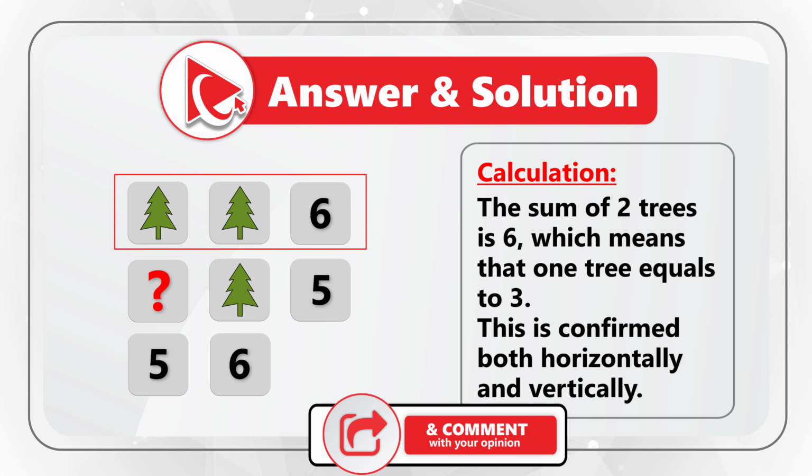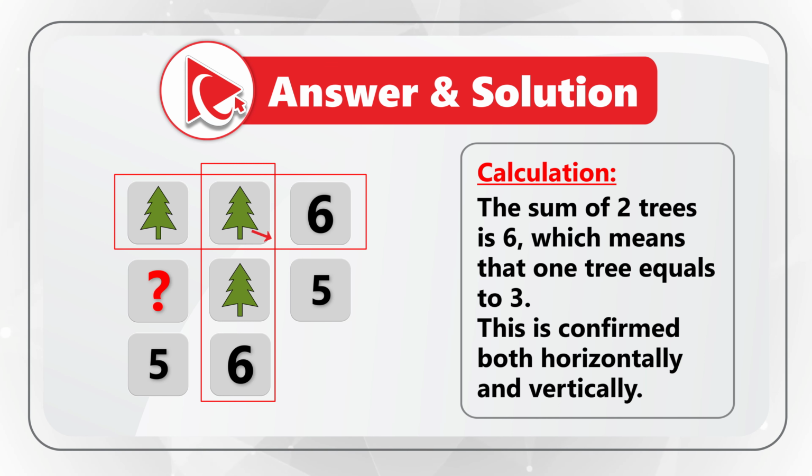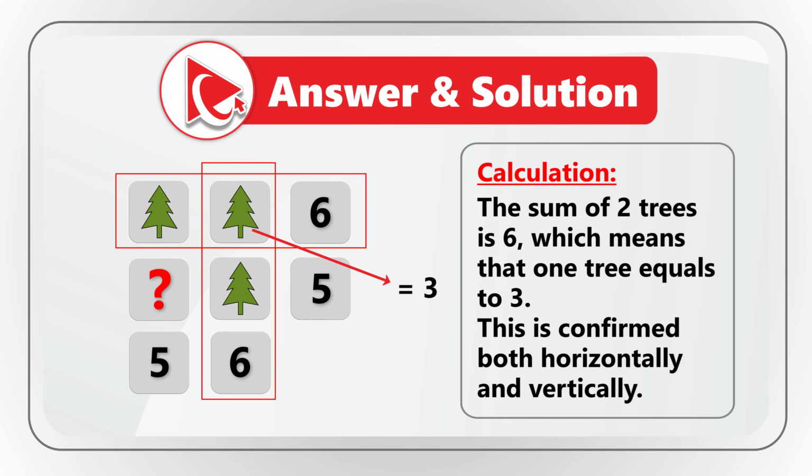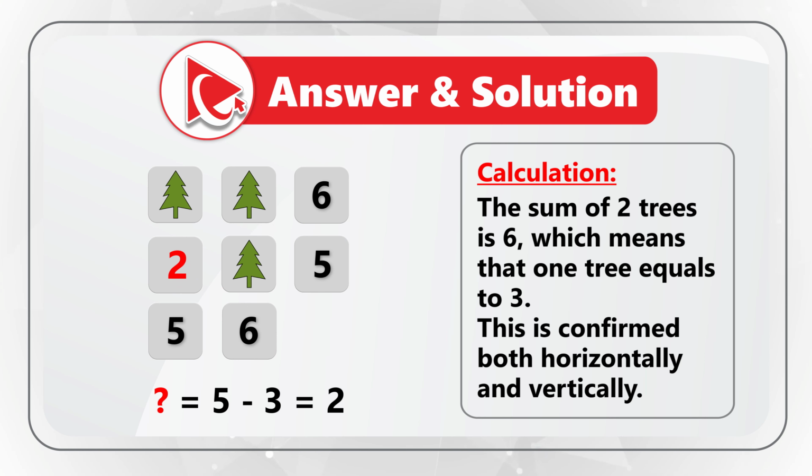The same is true for the middle column. Sum of 2 evergreen trees equals to 6, which means that 1 evergreen tree equals to 3. Now we can calculate the missing number, which would be the result of 5 minus 3, which would be equal to 2. So the correct answer here is choice A, 2.